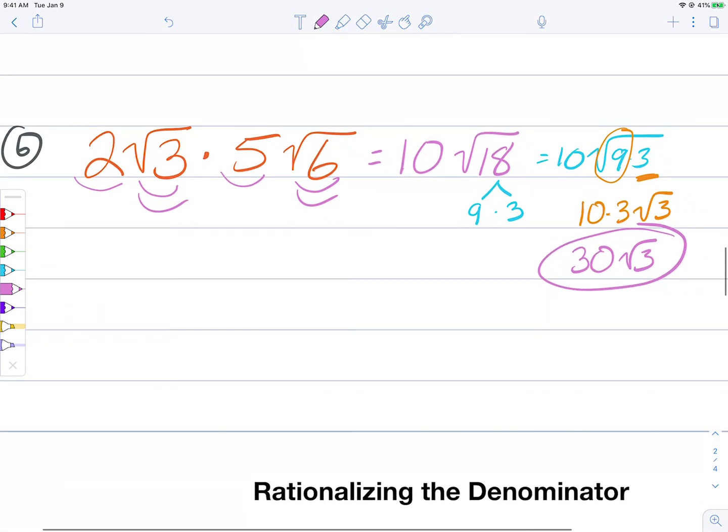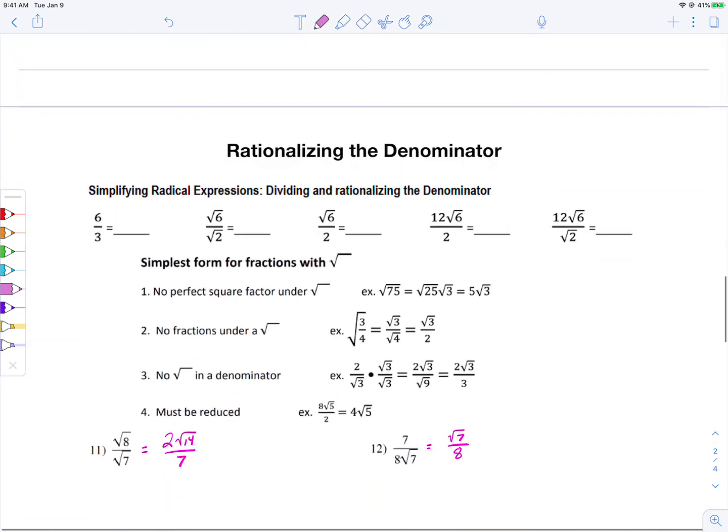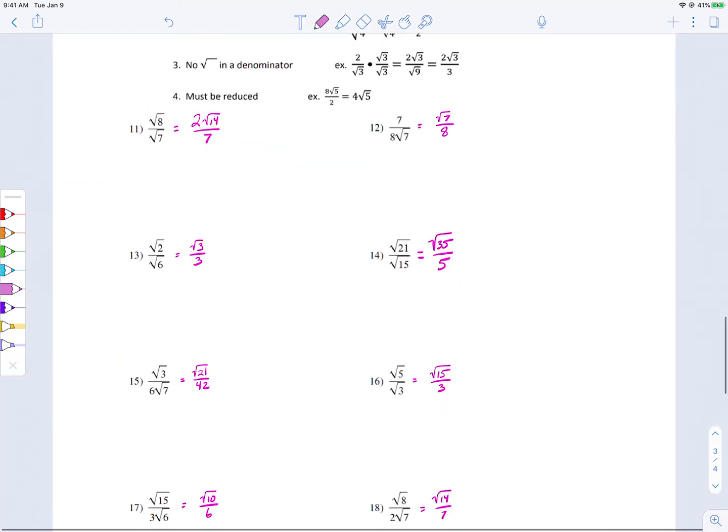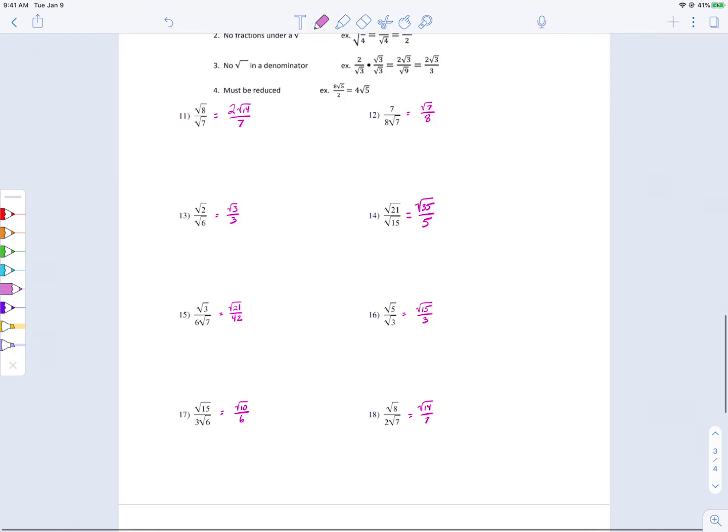Okay, for last night's homework, here's your answer key. You can always pause this video and check your homework. It is going to be due tomorrow by 5 a.m. I do have tutorial today from 1 to 1:45. So if you have any questions about this, you can show up. And I will see you all on Friday.